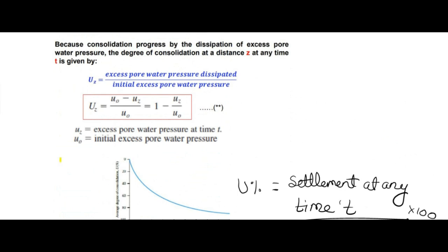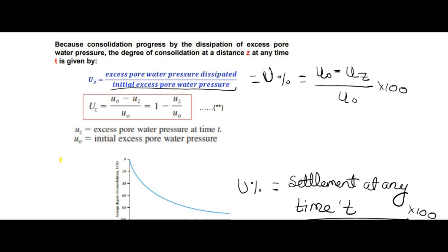Or you can also find it by using pore water pressure. So u percentage, the degree of consolidation, can also be written as the excess pore water pressure dissipated divided by the initial excess pore water pressure. Meaning, if u0 is the initial pore water pressure, minus the pore water pressure at depth z after a certain time t, divided by the initial pore water pressure, into 100, we can also get the degree of consolidation by using this.